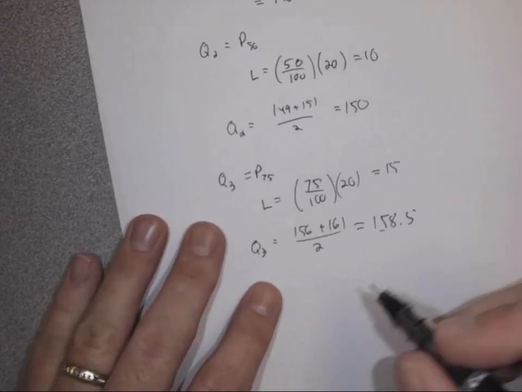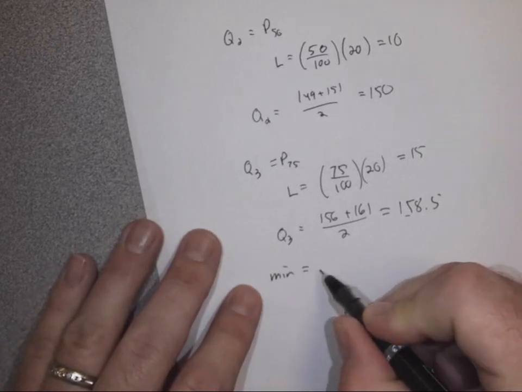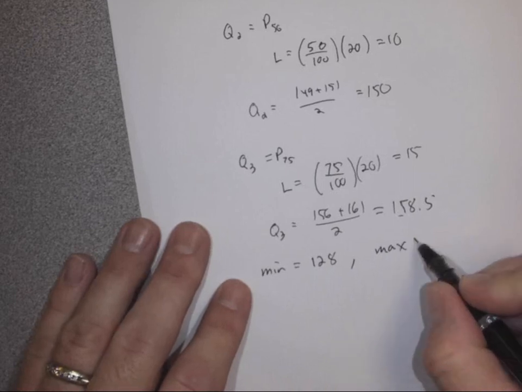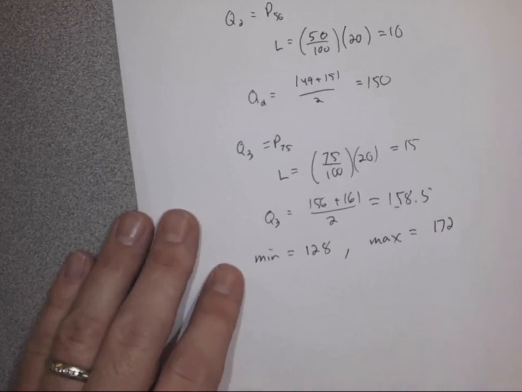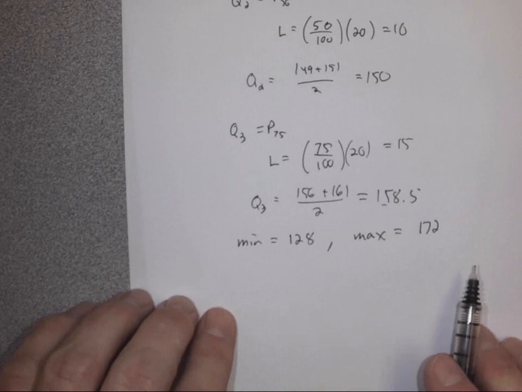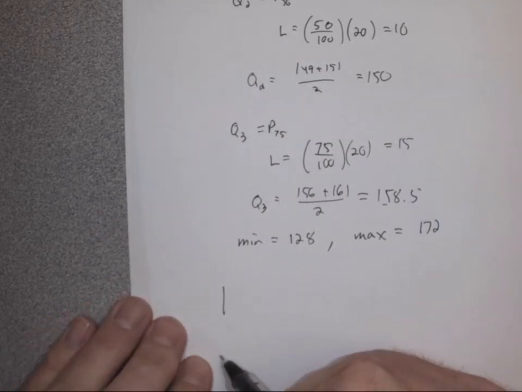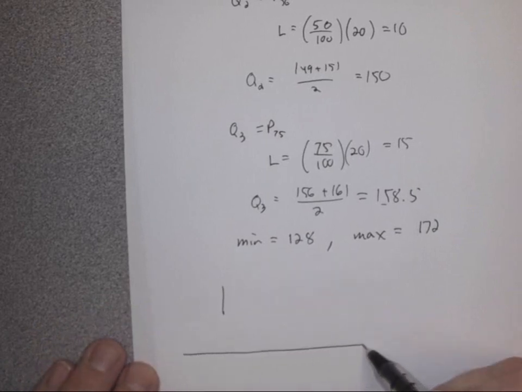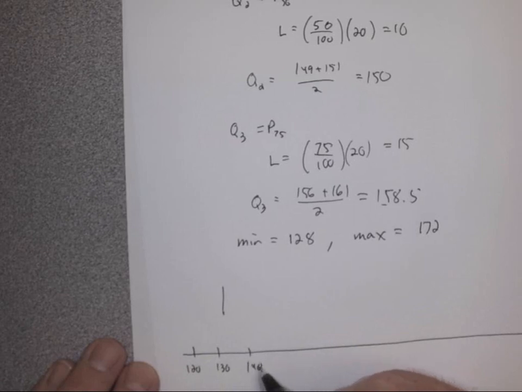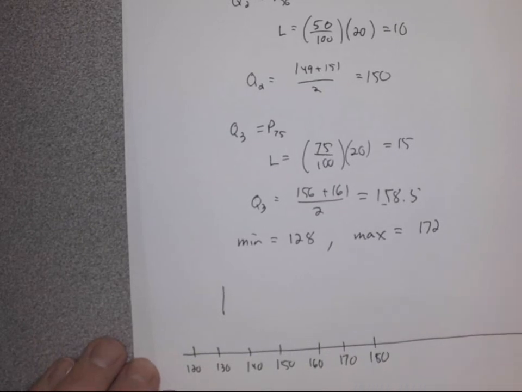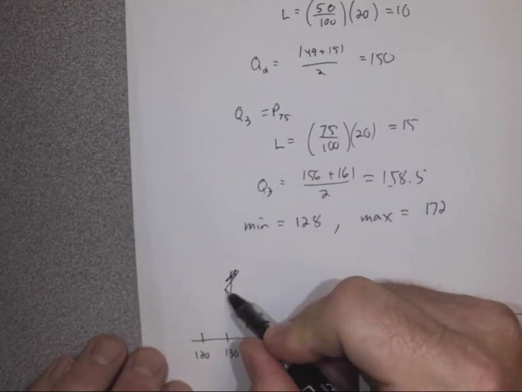the min was the smallest value, 128, and the maximum was equal to 172. So I'm going to have to go from 128 to 172, and I'm going to have to hit these values on the way. So let's do this. So I have 120, 130, 140, 150, 160, 170, 180. Does that make sense?